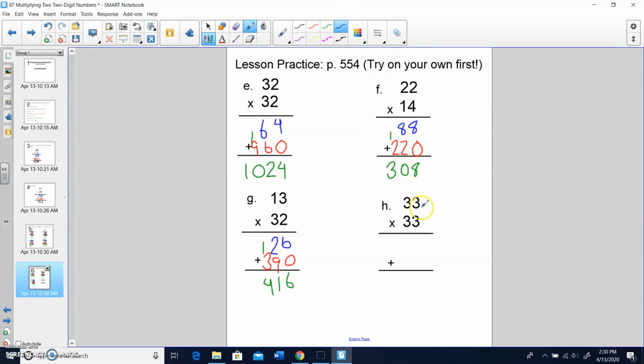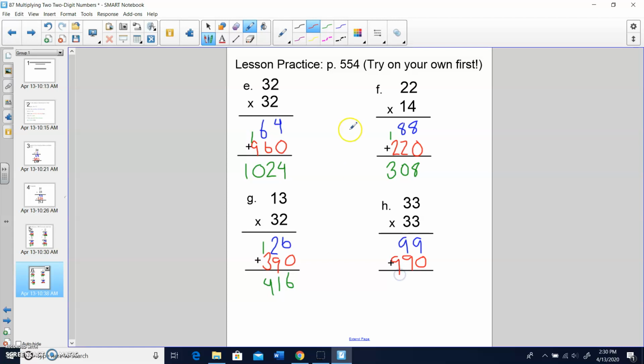Okay, so this time we're taking 33 times 33. So I'm thinking when I do the ones place, 3 times 33. I like to take it one digit at a time. So 3 times 3 is 9, and 3 times 3 is 9. Moving over to the tens place. And again, 3, which is the 30. 30 times 33. So 3 times 3 is 9, and 3 times 3 is 9.